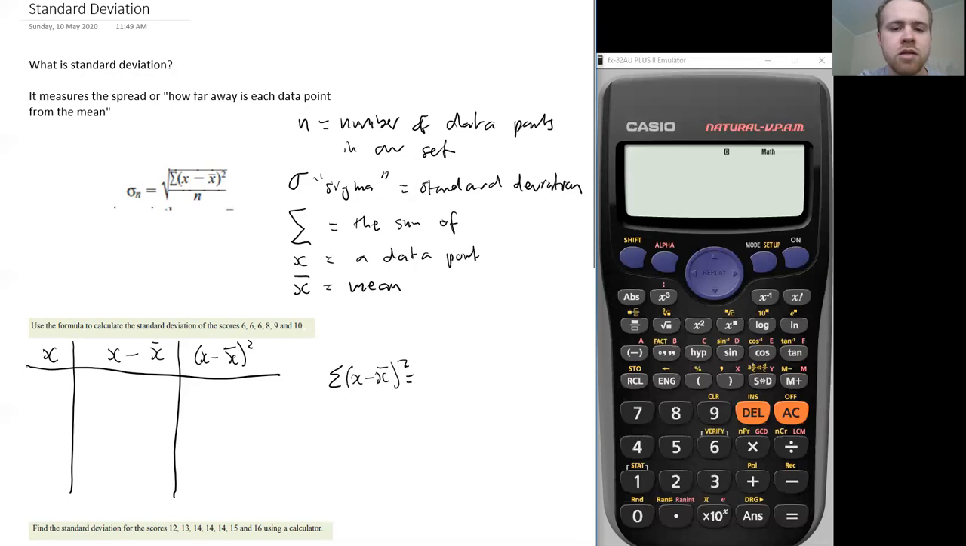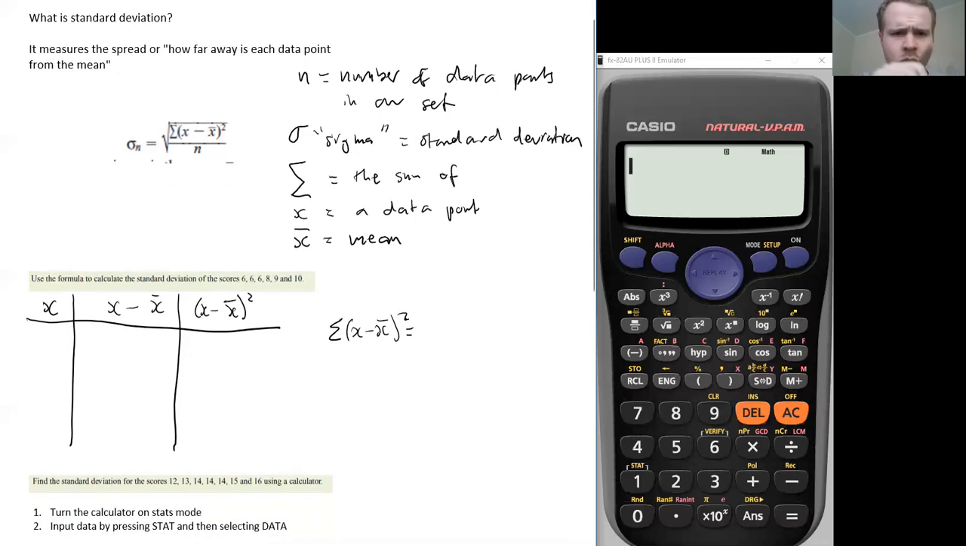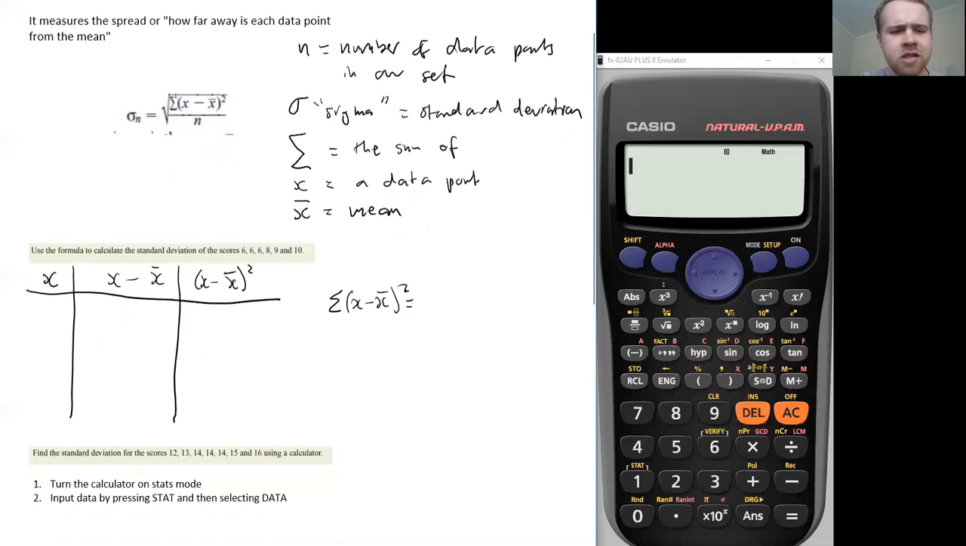We need to know what sigma is. We definitely need to know the sum, the big capital sigma, and x bar or x hat we need to recognize just means the mean. So if you see x hat or x bar, just calculate the mean is what it's asking you to do. We're going to do one example using this formula to calculate the standard deviation, and then we're going to do the calculator method.